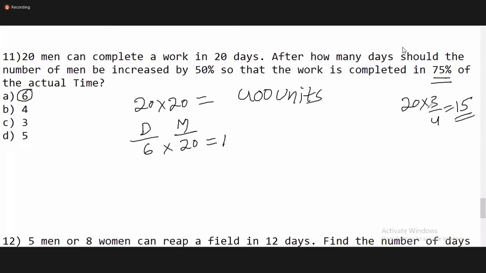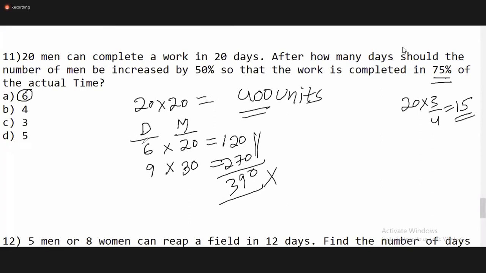Out of 15 days, already 6 days is done. Remaining would be what? 9. 9 into, in the second case, how many people will work? 30 people will work. So 9 into 30 is 270. My answer has to be equal to 400. Are you getting 400? No, you are getting 390.